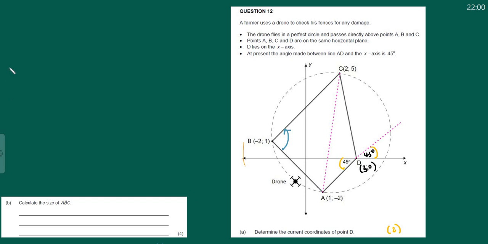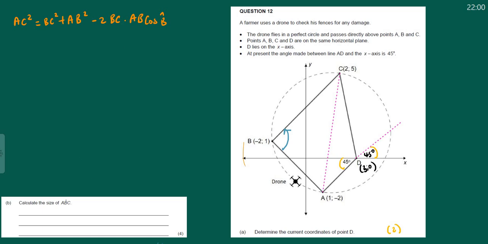So you would say AC squared is equal to BC squared plus AB squared minus 2BC times AB, and then you say cos of angle B, then you substitute. So it means you have to get the length of AC, BC, AB, then you'll be able to get it.